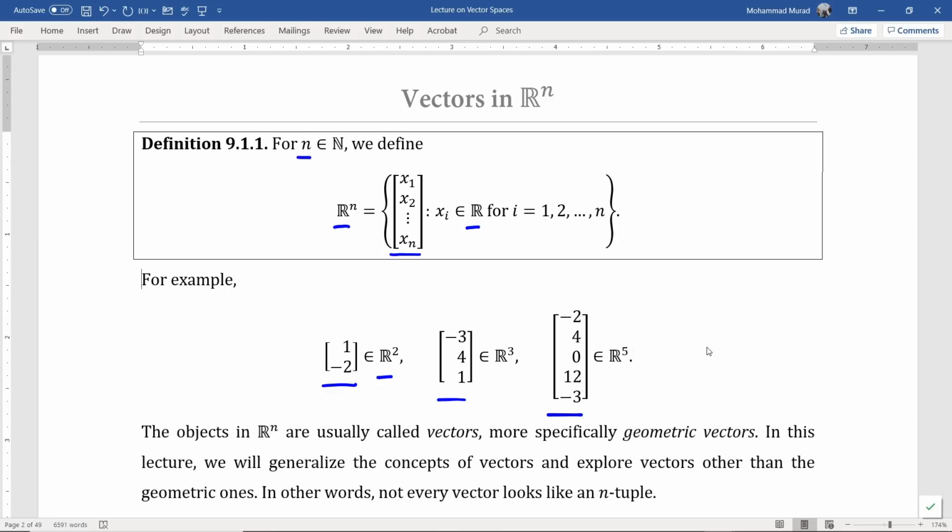The objects in Rn are called vectors, more specifically geometric vectors. In this lecture, we will generalize this concept of vectors and explore vectors other than the geometric ones. In other words, not every vector looks like an n-tuple.